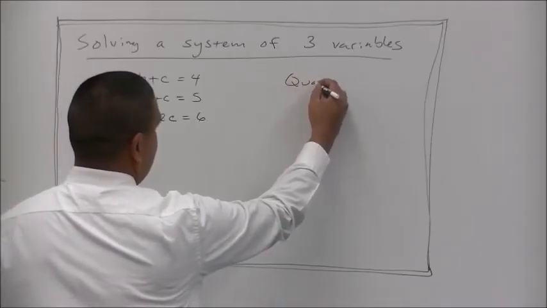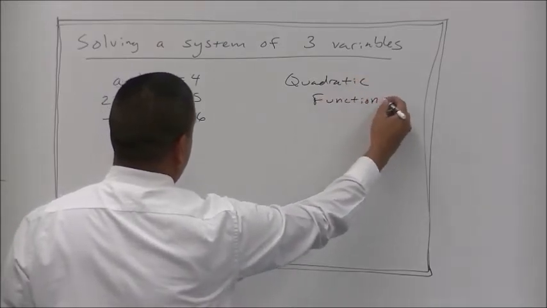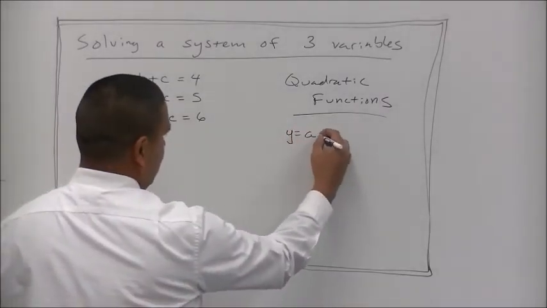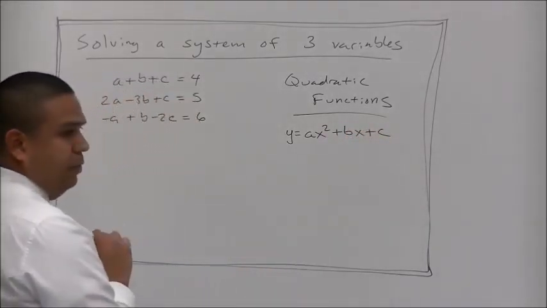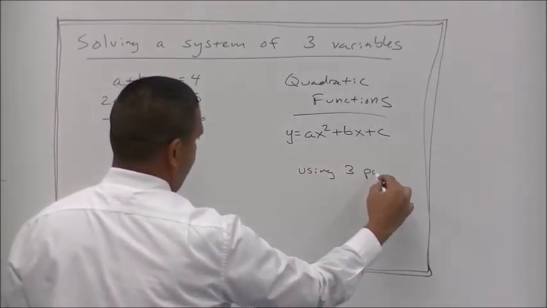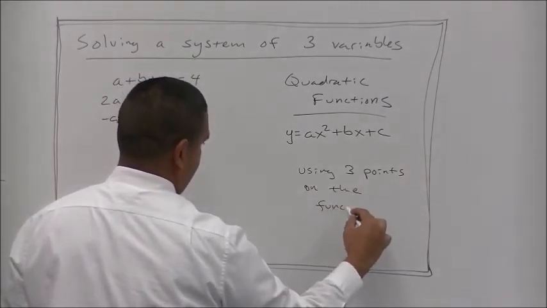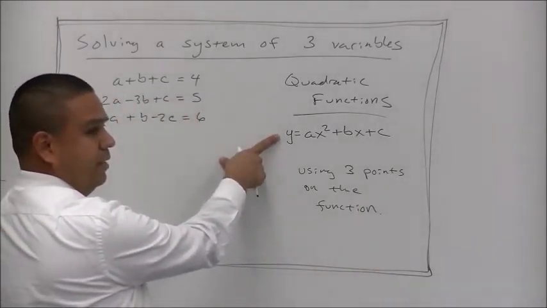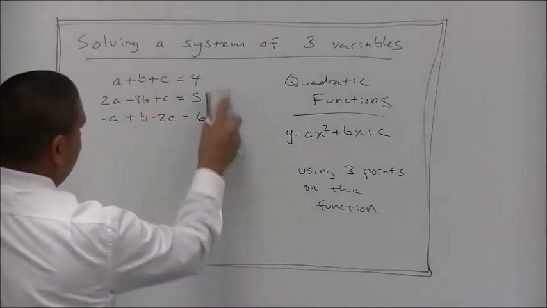We're going to do this for quadratic functions. So you're going to find the quadratic function y equals ax squared plus bx plus c that will go through 3 points. Using 3 points on the function, you're going to create 3 equations and then solve the system. Okay? And it's real simple.